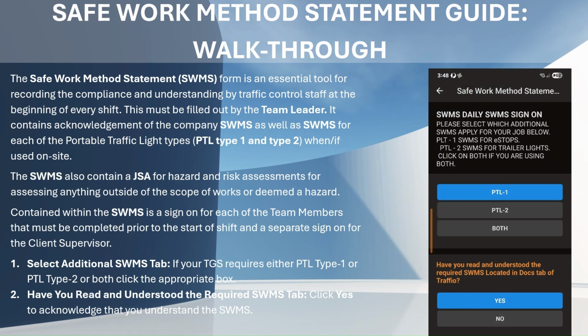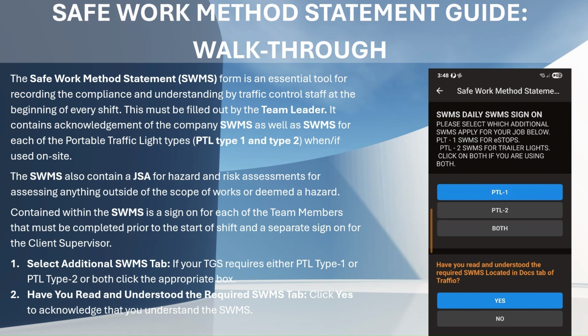The Safe Work Method Statement (SWMS) form is an essential tool for recording the compliance and understanding by traffic control staff at the beginning of every shift. This must be filled out by the team leader. It contains acknowledgement of the company SWMS as well as SWMS for each of the portable traffic light types, PTL Type 1 and Type 2, when used on site.